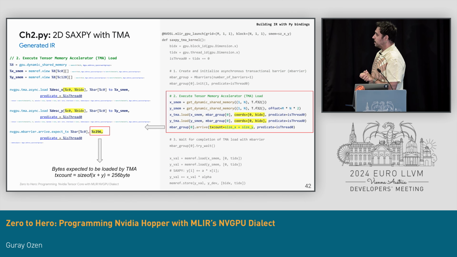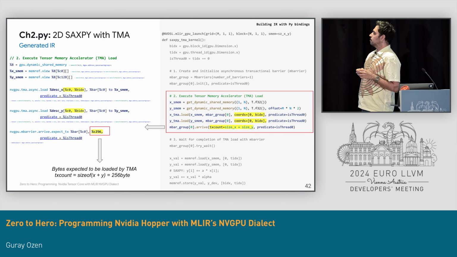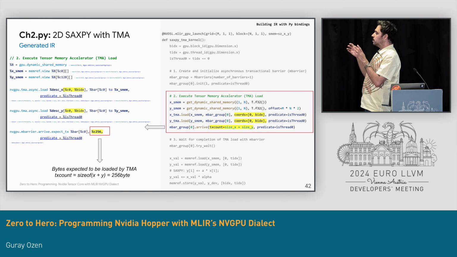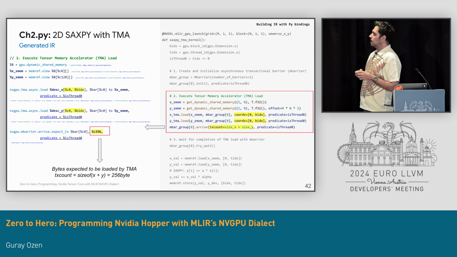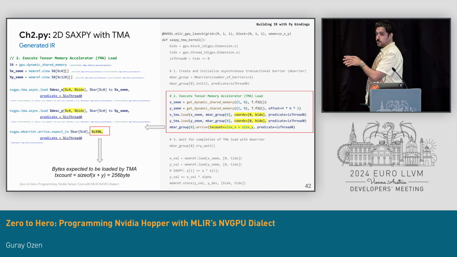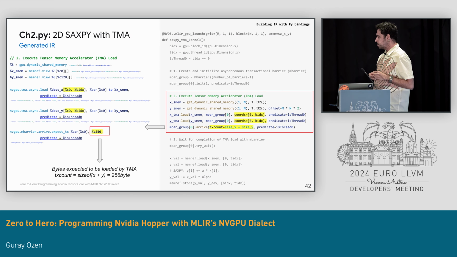Okay, let's do the TMA part. And in the TMA part, again, we are loading. We use the load function. We need to calculate where we are going to load in the shared memory. That's the only calculation we do. And then these classes will generate a TMA load. TMA load is also predicated, right? It's also predicated because only thread 0 will do it.